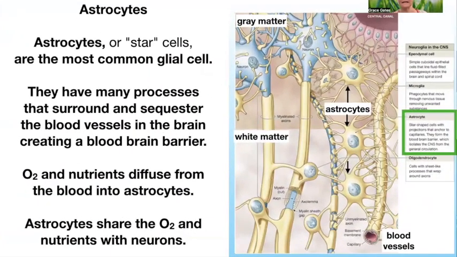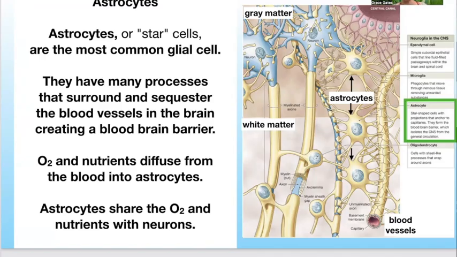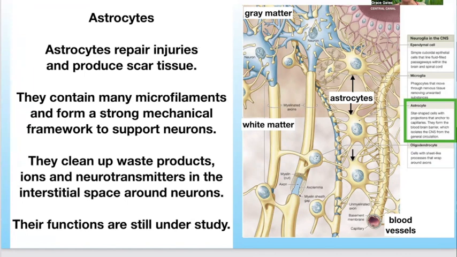So astrocytes, also star cells, are the most common glial cell. They have many processes that surround and sequester the blood vessels in the brain, creating a blood-brain barrier. Oxygen and nutrients diffuse from the blood into astrocytes, and then astrocytes share the oxygen and nutrients with neurons while protecting them from any harmful substances in the blood.